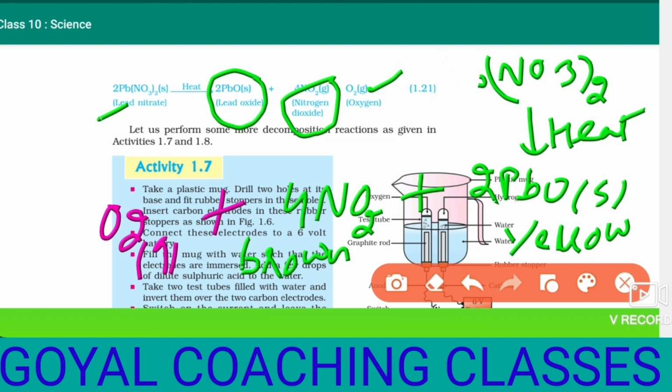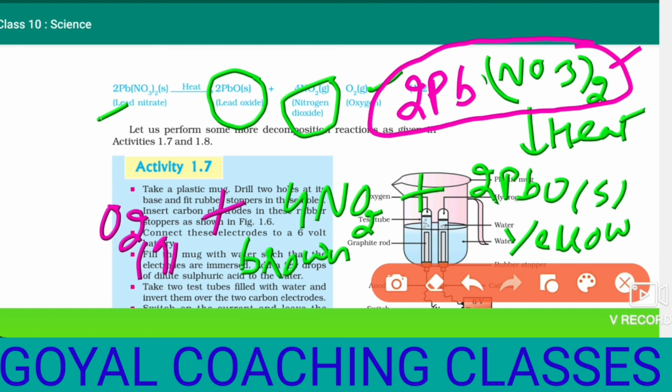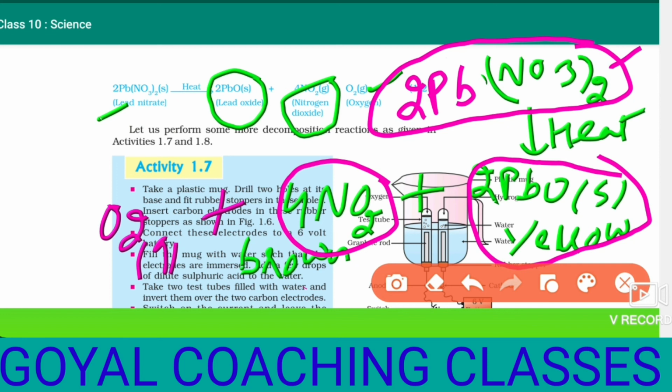2Pb(NO3)2, 2 moles we have written to balance this equation. Okay, I told you earlier in the previous video how to balance the reaction. Pb(NO3)2, heat, and this is white in color. When we heat it, what are we getting? Lead oxide, which is yellow in color. Then nitrogen dioxide gas, which is brown in color. Then O2, which is a colorless gas. And here also we are providing heat.